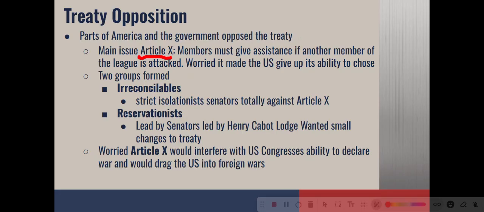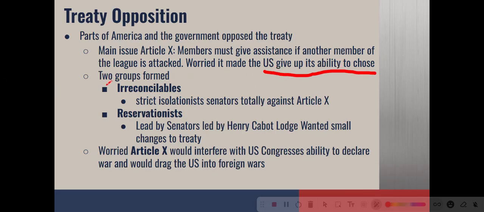And what it says is it's the clause that if any member in the League of Nations is attacked, the other members all have to come to their aid automatically. The United States had traditionally kind of left the rest of the world alone. So Congress was worried that it would make the U.S. give up its ability to choose to go to war. Because this clause said automatically you have to go to war. If you're in the league and another member is attacked, you have to go to war.